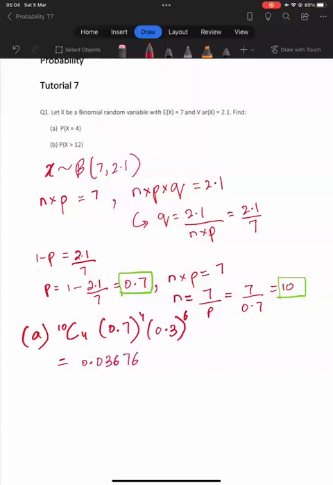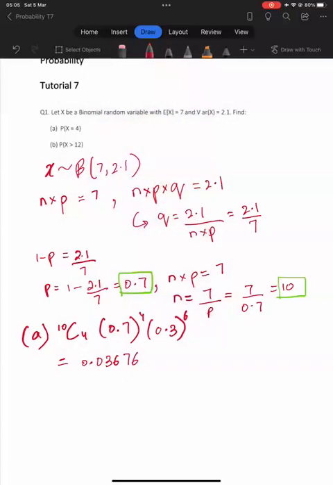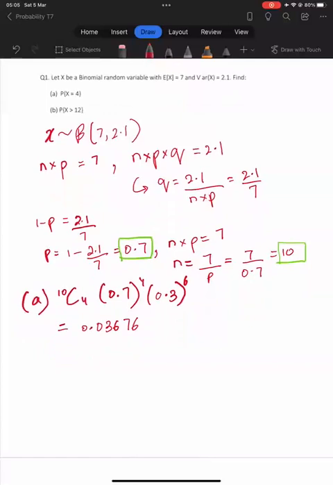And this is 0.03676. Then we have the probability that X is greater than 12, which should be, we don't have to solve anything, 0, because the number of independent trials is just 10. So 12 we don't have at all, so X cannot be 12. So this should be 0. This one was easy.